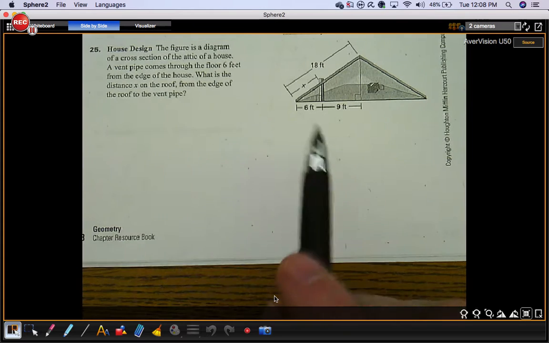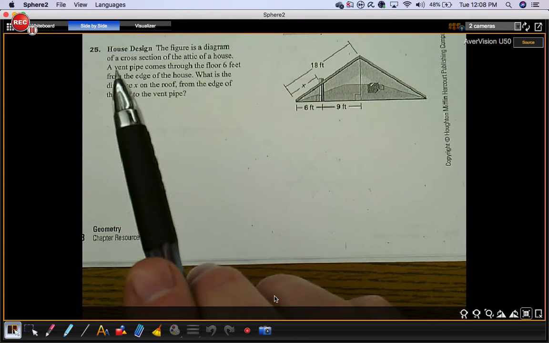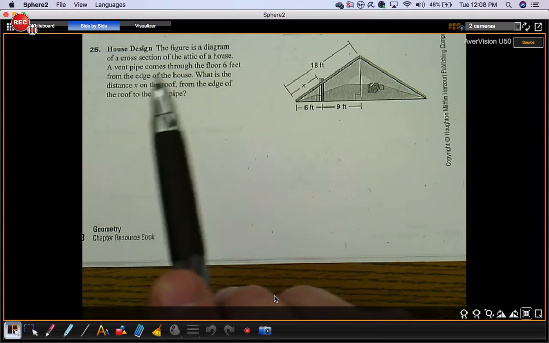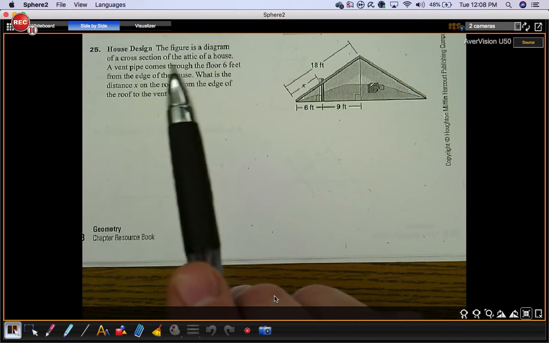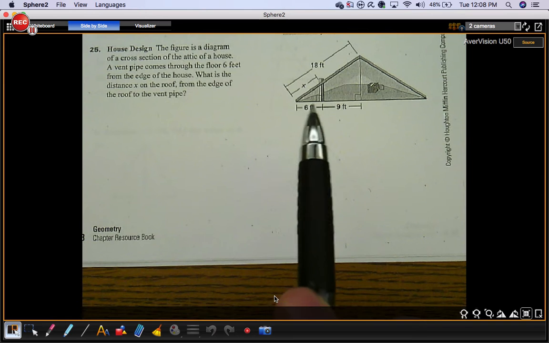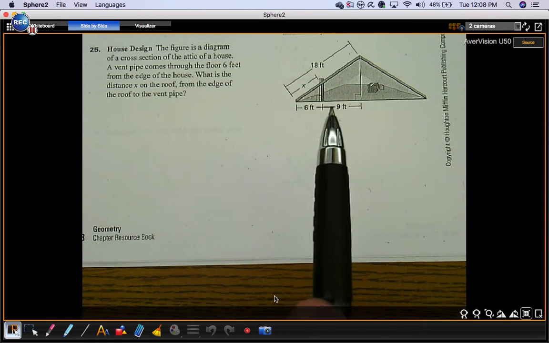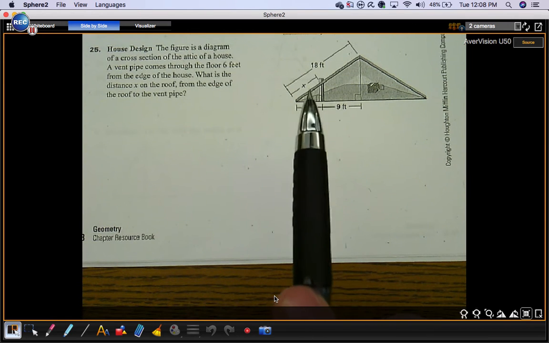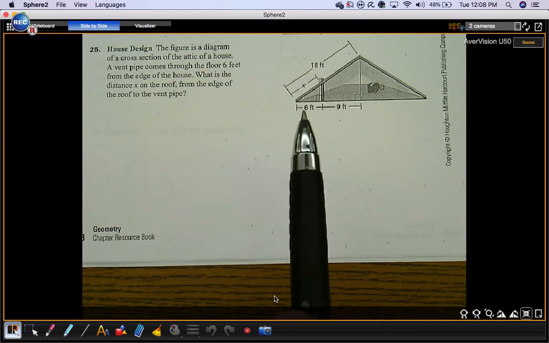Number 25, this is about house design. The figure is a diagram of a cross-section of the attic of a house. A vent pipe comes through the floor 6 feet from the edge of the house. What's the distance x on the roof from the edge of the roof to the vent pipe?